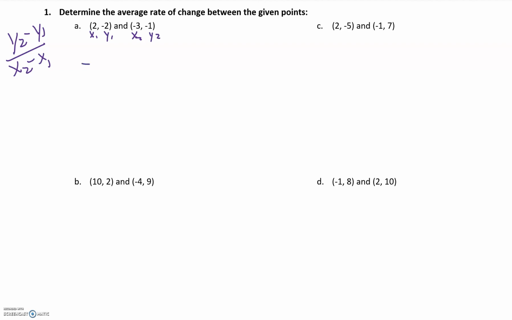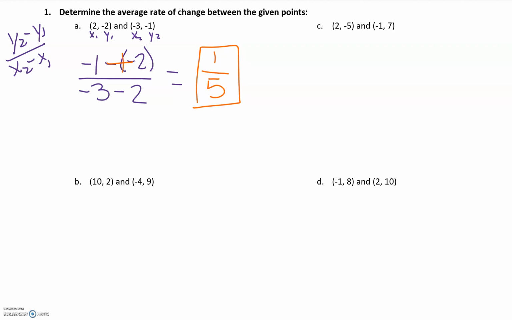So we're going to do -1 minus, be careful with your signs, -2, divided by -3 minus 2. Guys, if you're struggling with negatives, then you need to use a calculator to double check your work. When you subtract a negative, that turns positive. So we have -1 plus 2, which is 1, and -3 minus 2, which is -5. So we get 1/5.